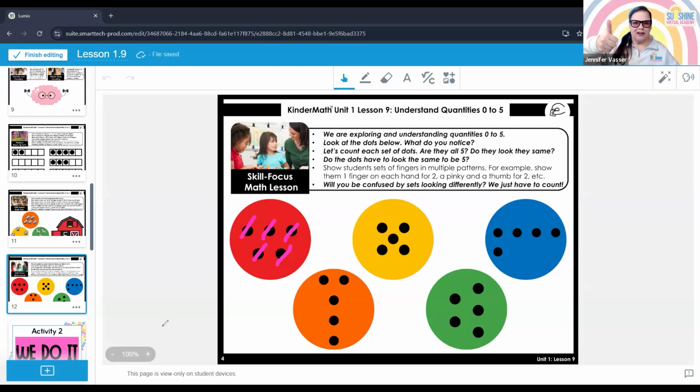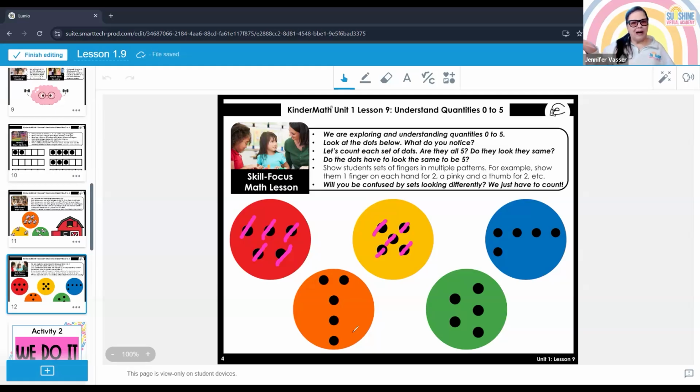Give me a thumbs up for yes, a thumbs down for no. Hmm, how can I be sure what the number is? Let's count and mark. Ready? 1, 2, 3, 4, 5. Yes. There are 5 dots on the red circle and 5 dots on the yellow circle. Even though the arrangements are different, they both have 5 dots.